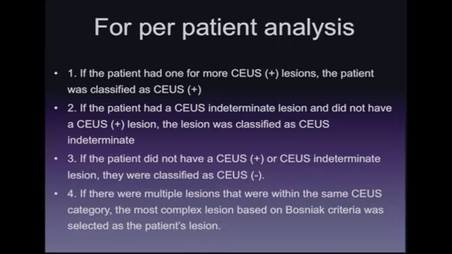We did a per patient analysis. So if a patient had 1 or more contrast-enhanced positive lesions, the patient was classified as ultrasound contrast positive. If the patient had an ultrasound contrast indeterminate lesion and did not have a positive lesion, the patient was classified as indeterminate. If a patient did not have a positive ultrasound enhancement or a contrast-enhanced indeterminate lesion, they were classified as contrast-enhanced ultrasound negative. If there were multiple lesions within the same CEUS category, the most complex lesion based on the Bosniak criteria was selected as the patient's lesion.